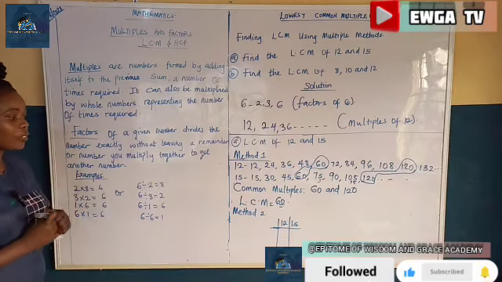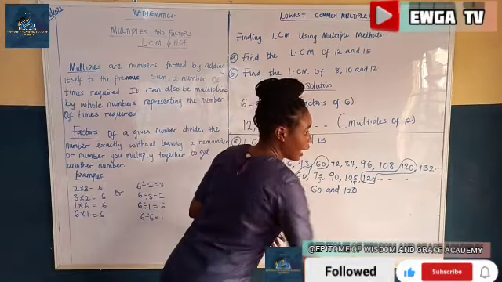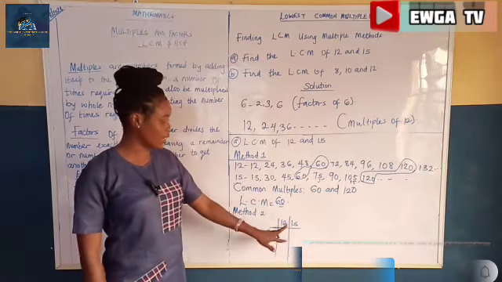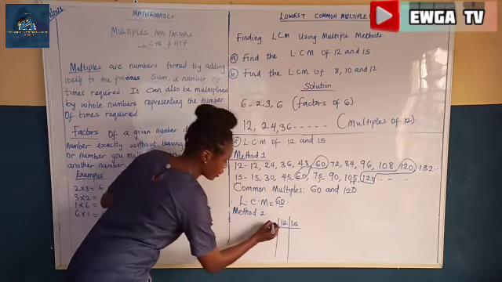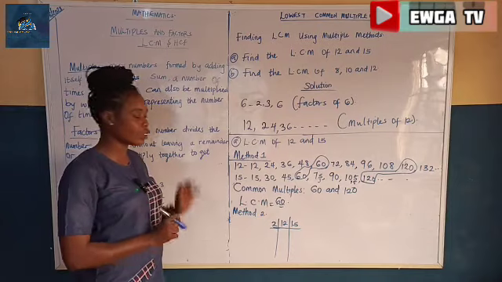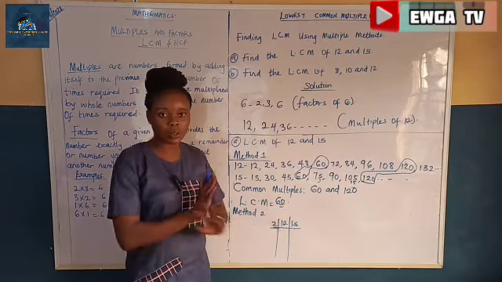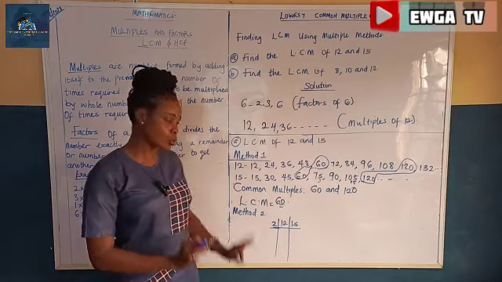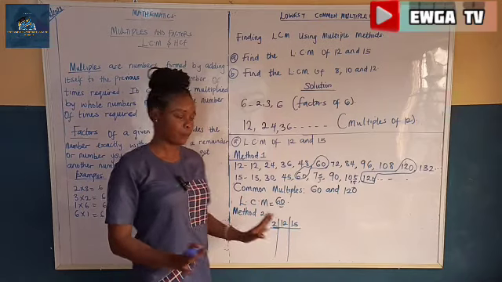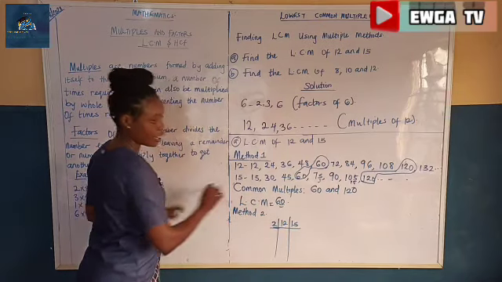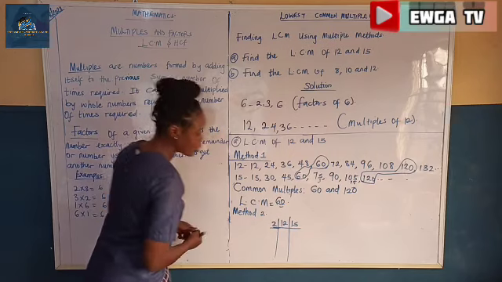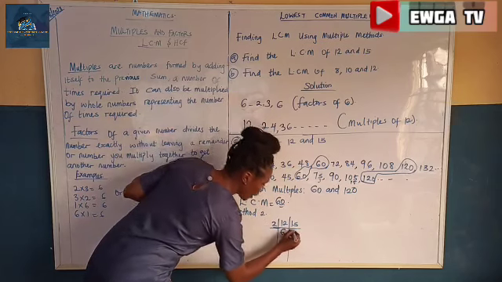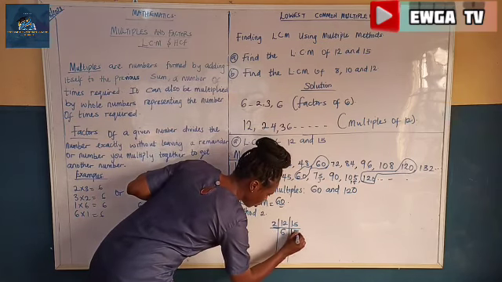Now if you're looking for the LCM of 12 and 15, any number that can divide 12, I think you know 2 can divide 12. As far as the number can divide one of the digits, you are okay. 2 can divide 12, even if 2 cannot divide 15, that's not a problem. So 12 divided by 2, we have 6. 15 cannot be divided by 2. So what we are going to do, we are going to put that 15 here.